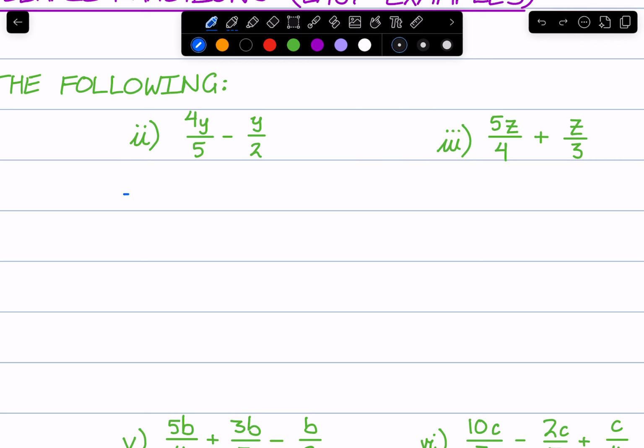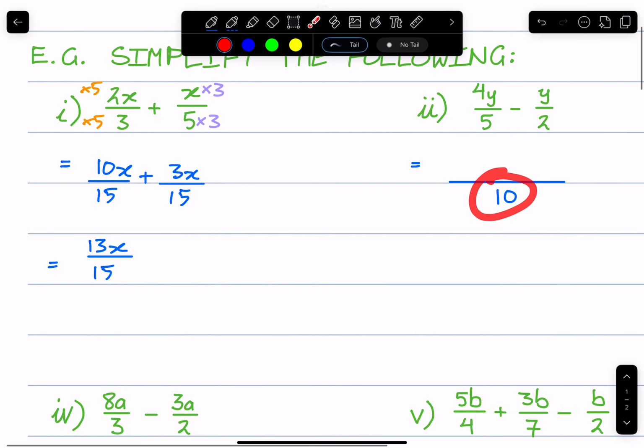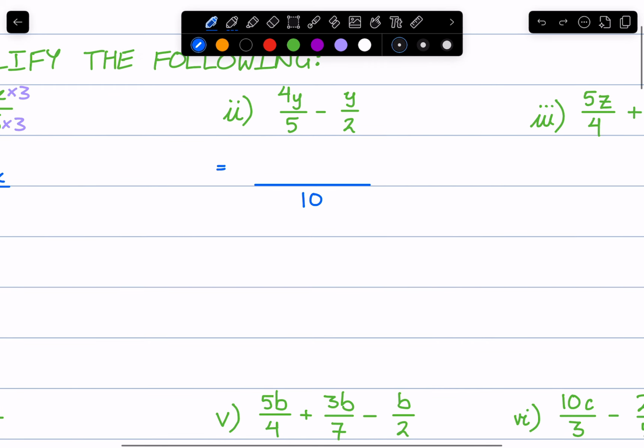Same idea for this one. What is the lowest common multiple between 5 and 2? You could write them out, or you can probably think of it in your head. It is going to be 10. Notice how this time I'm going to do it as one big fraction, but in the previous one, it was two different fractions. It's actually the exact same thing. By that, I mean I could have written this as one large fraction like so. But whichever you prefer, up to you.